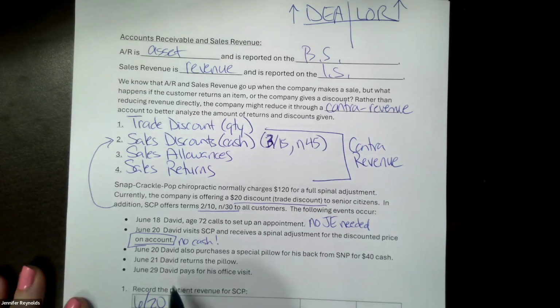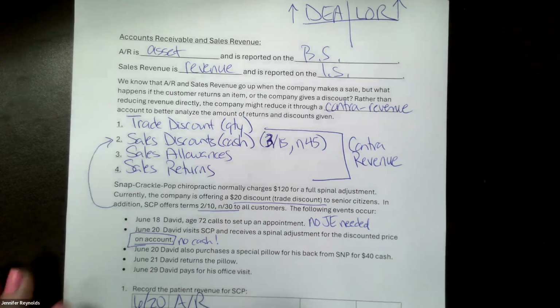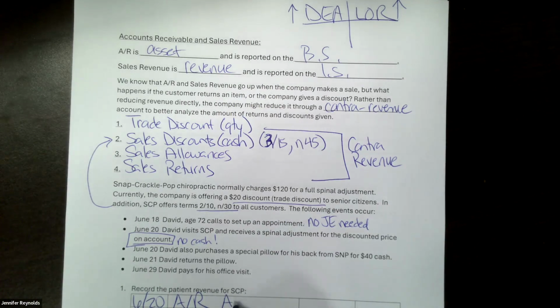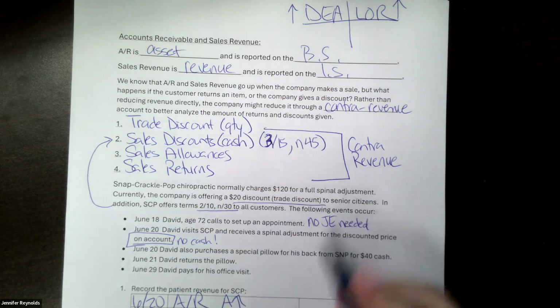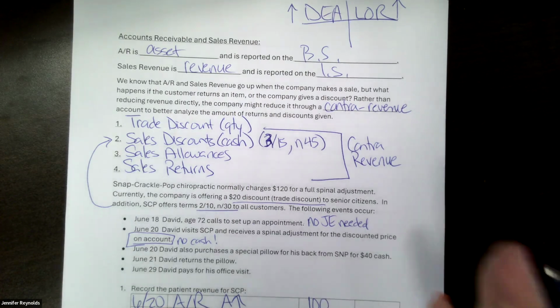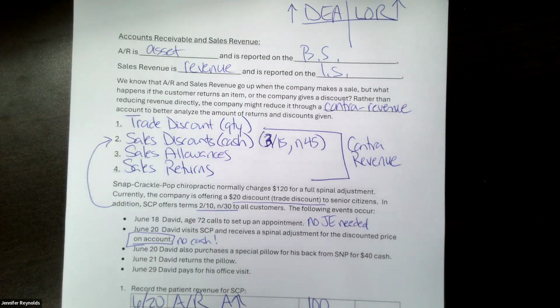If they didn't get cash, if they sold it on account, then they're going to record an accounts receivable, which is an asset increasing, at how much, y'all? 120 or 100? They go ahead and record it at the discounted price. And then the credit is to sales revenue. That's the revenue going up at 100.